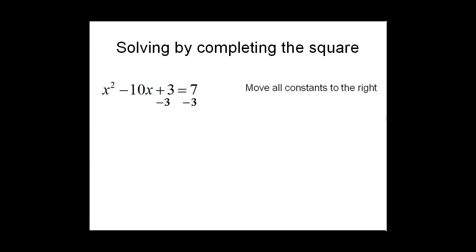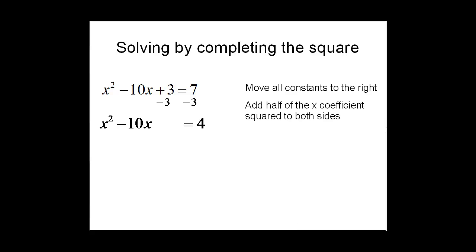Then we move everything to the right, the constants. But I leave a space. Don't close in that space. So you have x squared minus 10x. The 3 moved over makes 4. Now I'm going to complete the square in a perfect square by taking 10, cut it in half, and square it. So negative 10, cut it in half, square it. That's 5 squared, 25. So I put a 25 on the left and a 25 on the right.